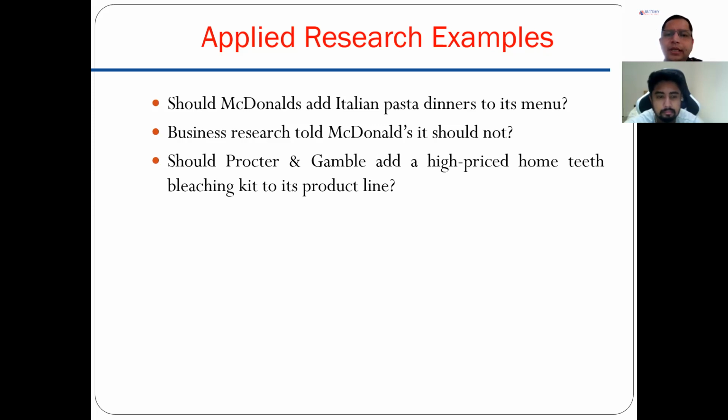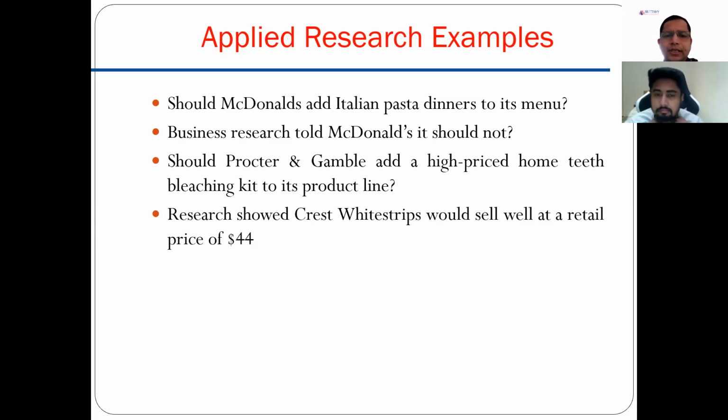Should Procter & Gamble add a higher price home bleaching kit to its product line? So this is a different type of product for P&G. Should or should not? You cannot answer simply. Basically, if your outlet does a survey for 1 week, 2 weeks among 100 people, 200 people, or 500 people, sometimes 1,000 people, then you can analyze your data and see the customers' preferences. Then you decide, you get some answer. The way to do it is a kind of applied research.